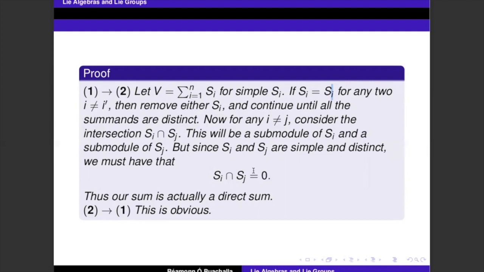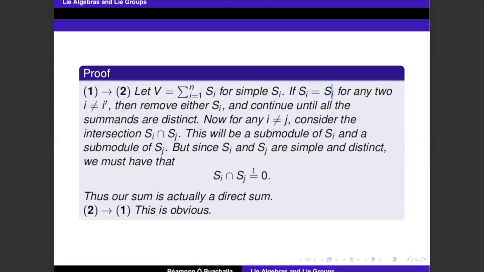If it was equal to S_i or S_j, then you would have an inclusion of one in the other, but that wouldn't make sense, or you would have an equality, basically. You would have the two things equal to each other. But that's not the case, because we've removed any summands that were equal to each other. Therefore they're distinct, therefore the only other option is 0, which is to say they have 0 intersection. Thus our sum is actually a direct sum.